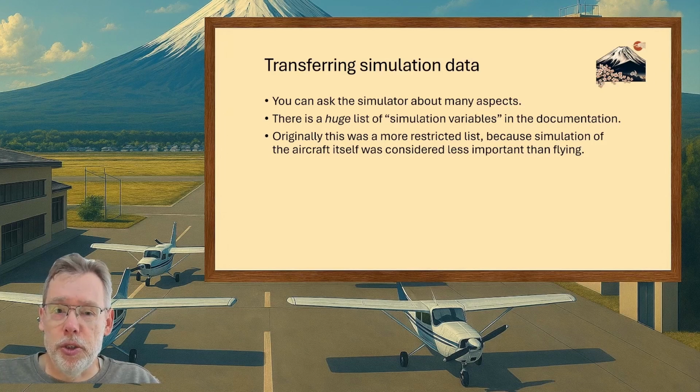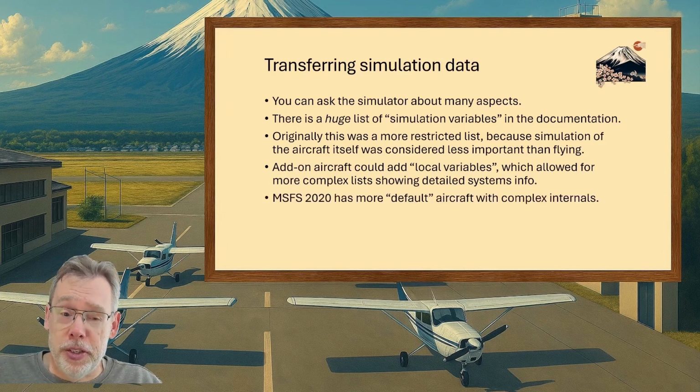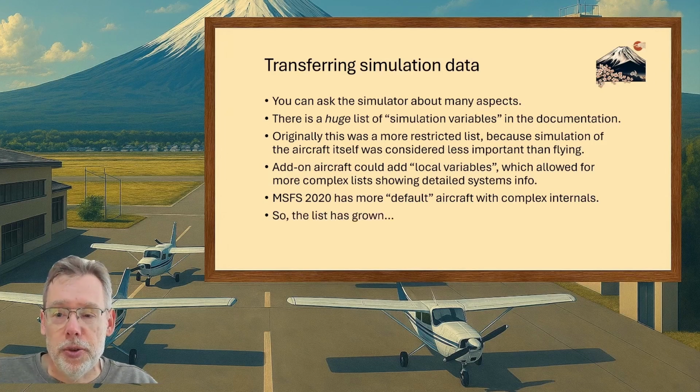Originally, this list was a lot shorter because there were fewer aircraft available, but also because the simulator was mainly concerned with just simulating the world, and simulating correctly what is happening inside the aircraft was often left outside of it. This means, of course, that add-on aircraft could then add their own simulations of the systems within those aircraft, and they wanted to add local variables to contain that state. This means that you get a lot larger list of variables. Microsoft Flight Simulator 2020 has a lot more default aircraft with more complex internals, and several of these are not built by Asobo or Microsoft themselves, but by external suppliers. So the list has grown.